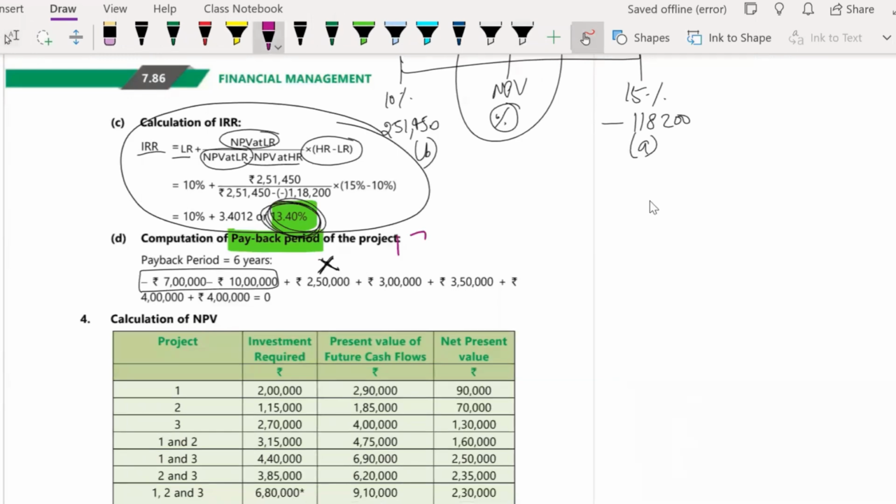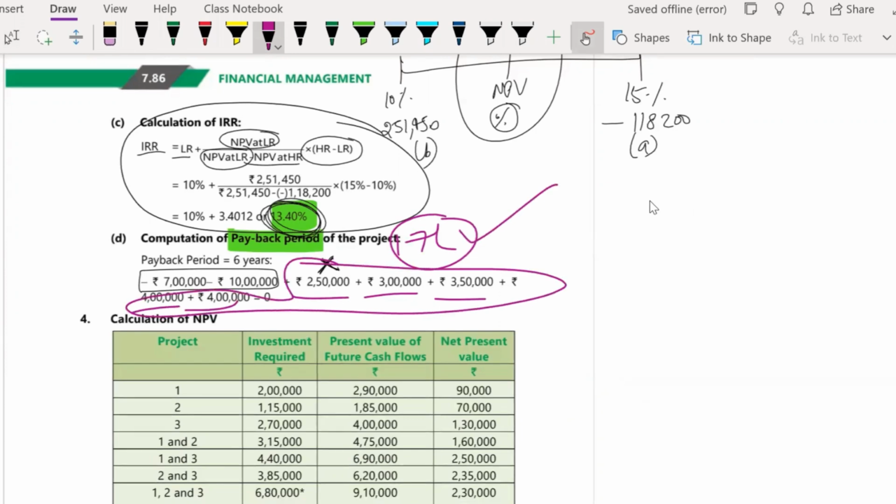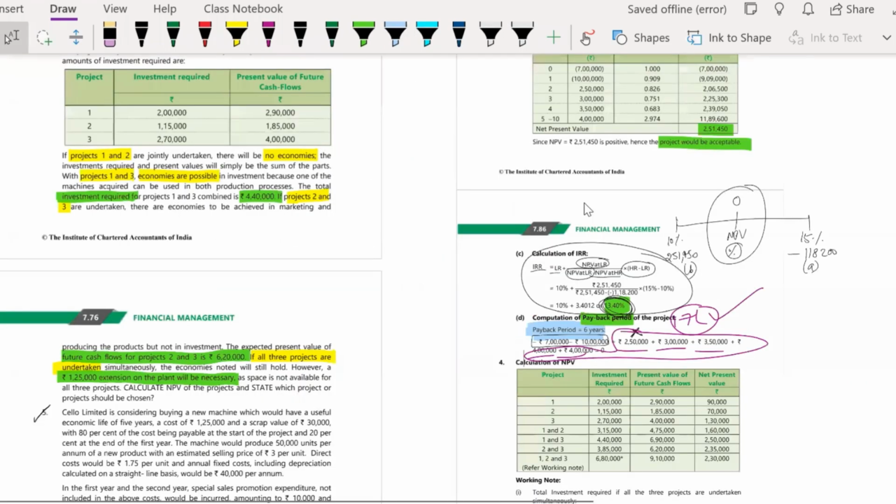Okay, in which year you are able to recover your 17 lakh rupees. So if you see in first year you get 2,50,000, in second year you got 2,50,000, in third year 3 lakh, in fourth year 3,50,000, fifth year 4 lakh, sixth year 4 lakh. Addition of all of this will be 17 lakh rupees. So within 6 years you were able to recover your 17 lakh rupees of investment. So 6 years will be your payback period. Hope this question is also clear.